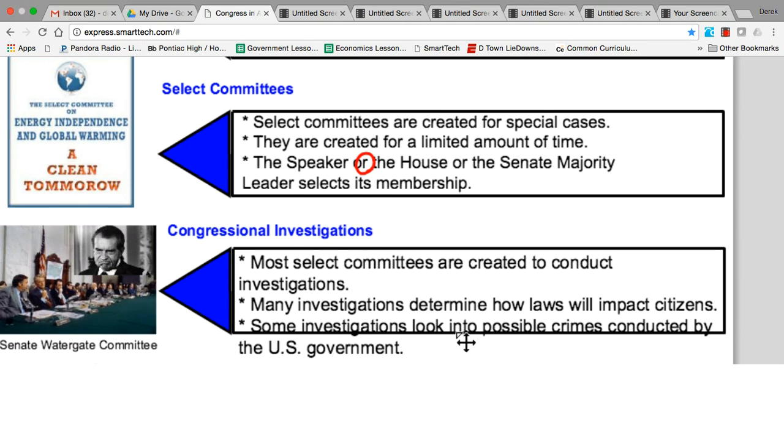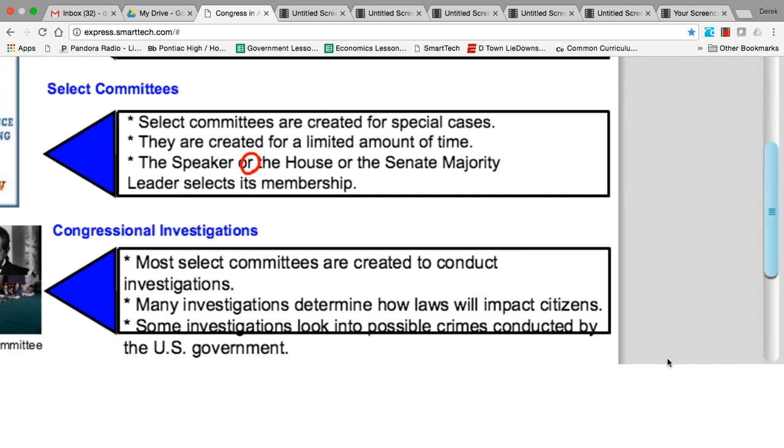Now, some investigations look into possible crimes conducted by the U.S. government, such as Richard Nixon, such as Bill Clinton back in 1999. These committees are formed to look into those particular instances.